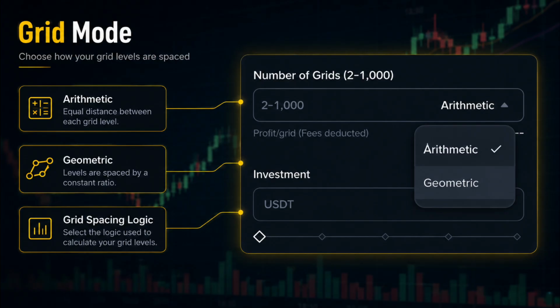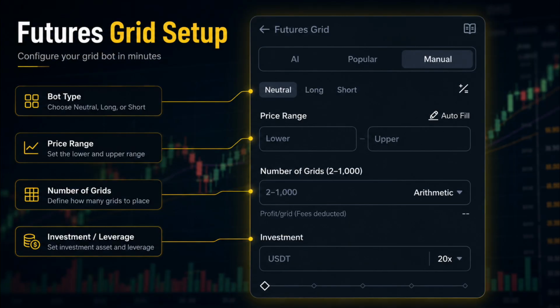Arithmetic is often easier to understand. Geometric can make more sense when price levels are large, and percentage consistency matters more. Neither one is always better. It depends on how you want the spacing to behave across the whole range. You may also see an estimated profit per grid. This is important. It shows the expected profit from one completed grid cycle, usually after fees are deducted. This number helps you understand the trade-off. More grids usually means smaller profit per grid. Wider grids usually means larger profit per grid.